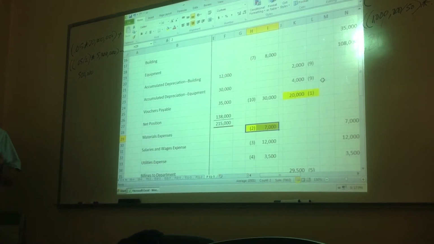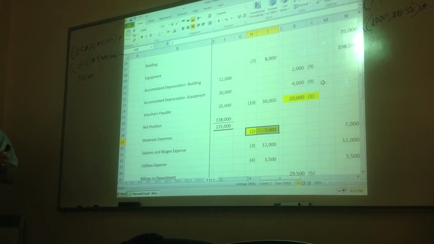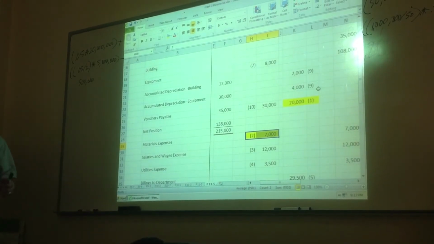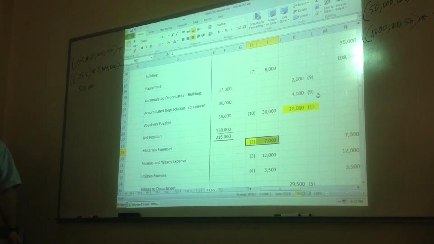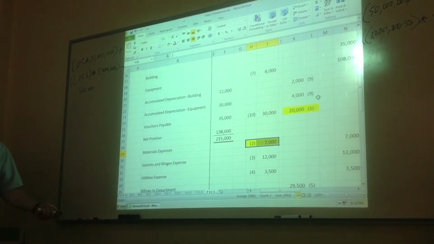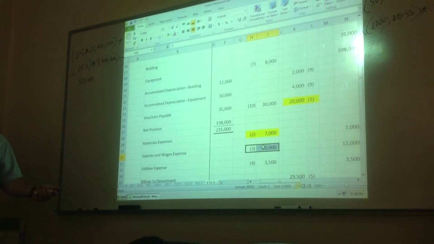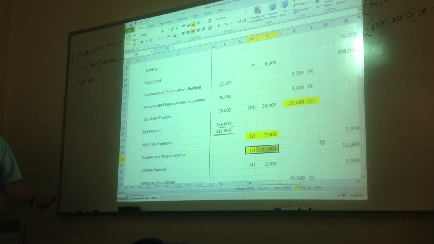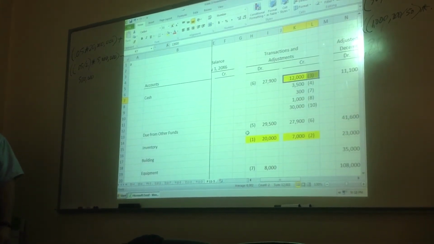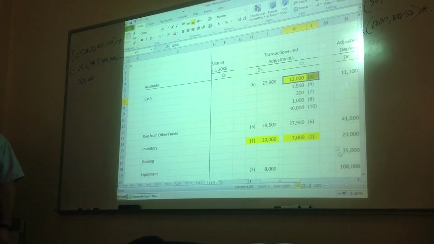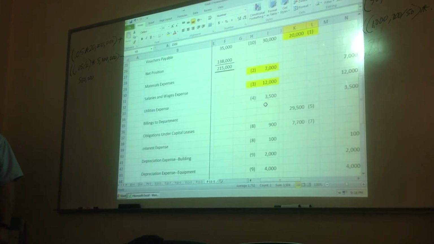Number 3, payroll paid, 12,000. What do you think that entry is? Credit cash. Debit salary and wage expense. Salary expense. Whatever you want to call it. Okay. Number 4, utilities paid. Credit cash. Debit utilities expense.